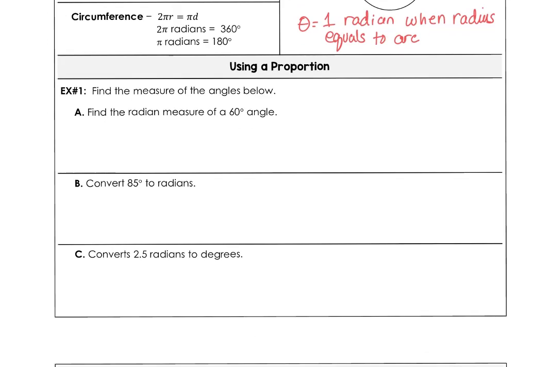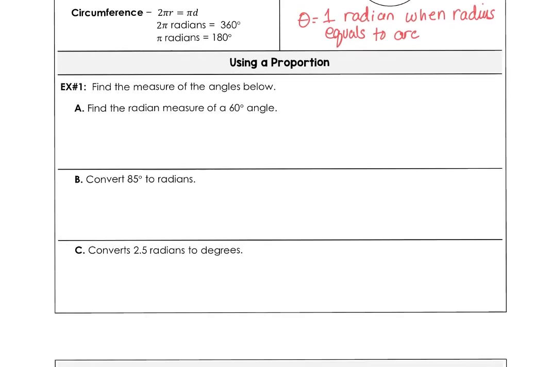If we want to find the measure of the angles below, the first one, find the radian measure of a 60-degree angle. I could set up a proportion and say 60 is to 180 degrees, as I don't know is to pi radians. So if we cross multiply, we have 60 times pi divided by 180, and that's going to give us pi divided by 3. So 60 degrees is equivalent to 1/3 of a pi radian measure.